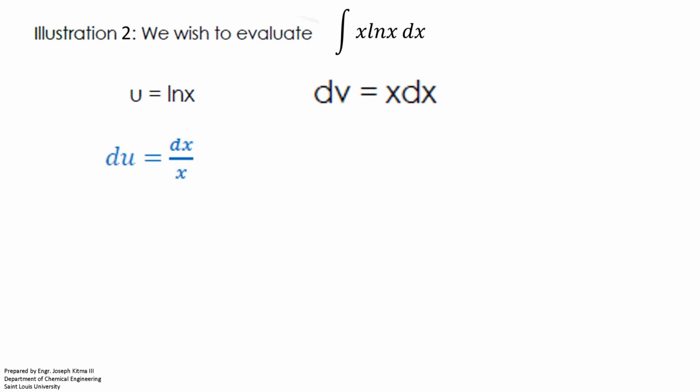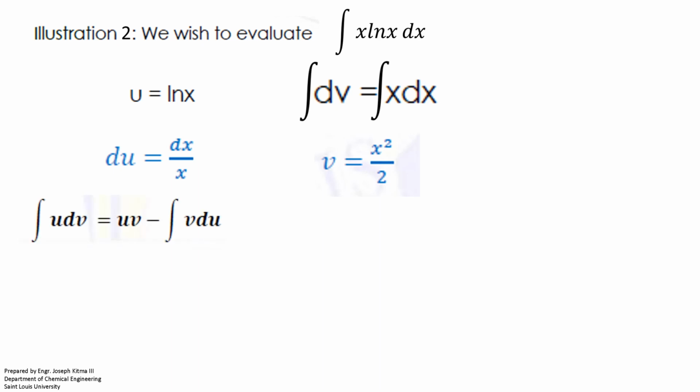If we integrate dv equal to x dx, integrating the left side is just simply applying the property of the integral that will be equivalent to v. And on the right side, we apply the general power formula. So v is equivalent to x squared over 2. And if we recall the IBP formula, that is the integral of u dv is equal to uv minus the integral of v du, all the terms in this formula are already available in our assumptions.